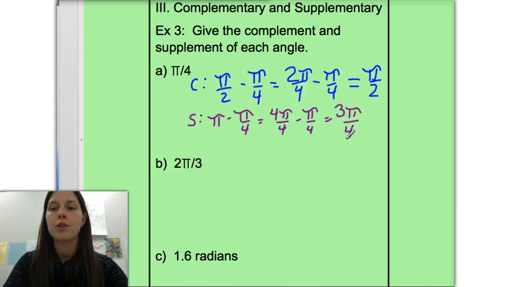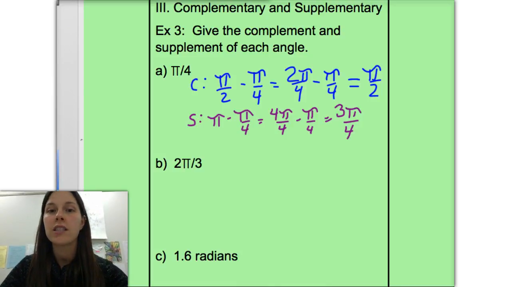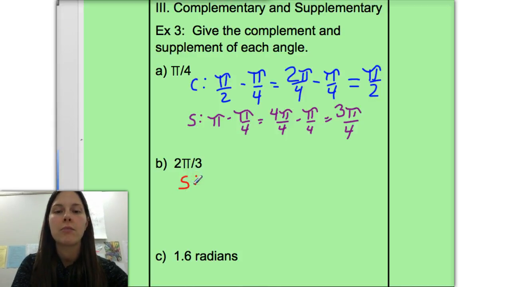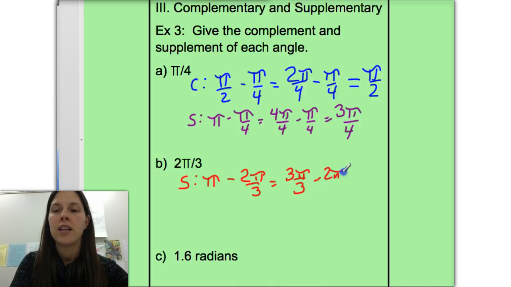Our next example, 2 pi over 3. Hopefully you recognize that 2/3 is bigger than 1/2, which is the complement to angles that add to pi over 2. So this angle does not have a complement because it's already bigger than 90 degrees. So we're just going to find the supplement on this one. Pi minus 2 pi over 3. Converting pi to a fraction, we get 3 pi over 3 minus 2 pi over 3 gives us a supplement of pi over 3.